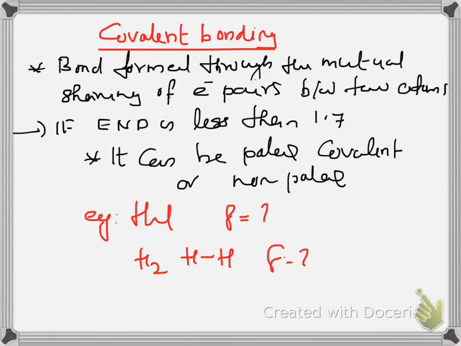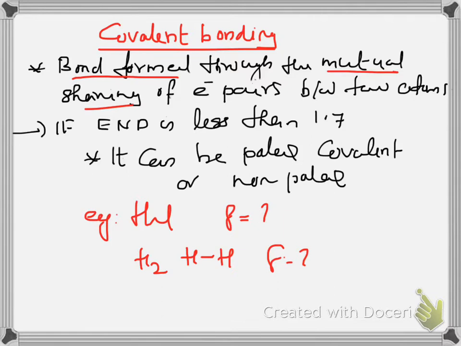It is the bond formed through the mutual sharing of electron pairs between two atoms. While defining an ionic bond, we have to use the words complete transfer. Instead of that, here we have to use mutual sharing of electron pairs between two atoms. If the first atom gives one electron to the bonding, the second atom should give one. That is mutual sharing.